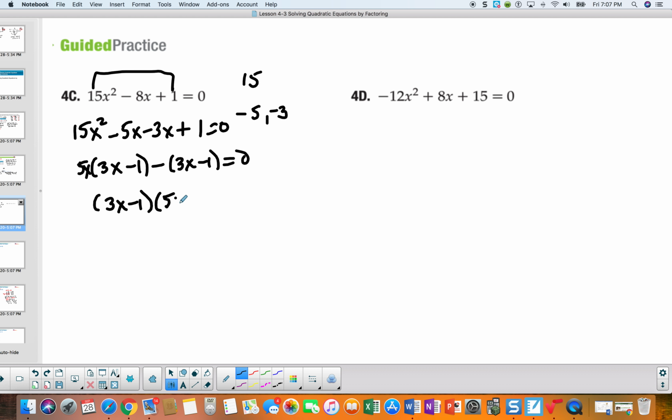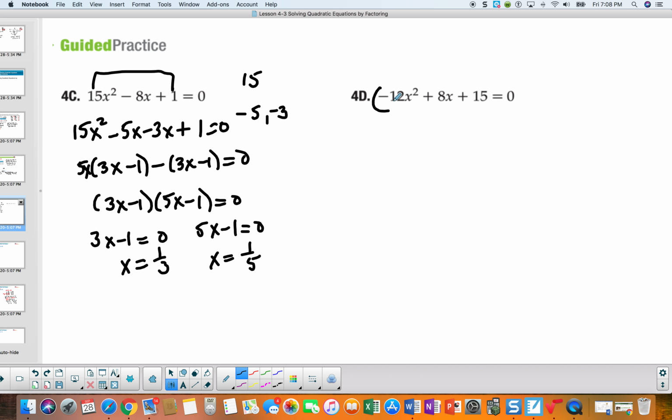And what I have left is 5x minus 1 is equal to 0. Set each equal to 0. And x will be equal to 1/3, and x will be equal to 1/5. And those are the two numbers that work. Now, for this problem, I really like to work with an x squared that's positive. So I'm going to multiply this side by -1, and I'll multiply this side by -1. And so I'll get a 12x squared minus 8x minus 15 is equal to 0. I like working with that better.